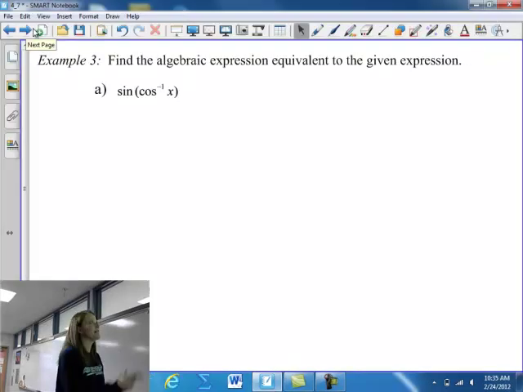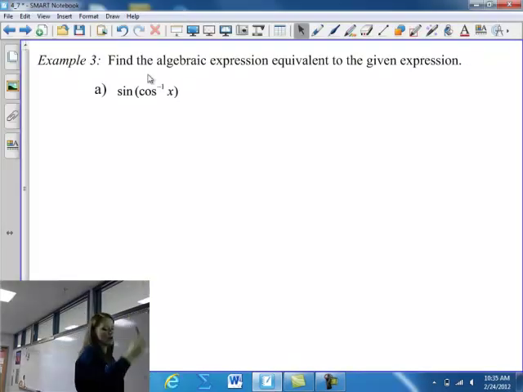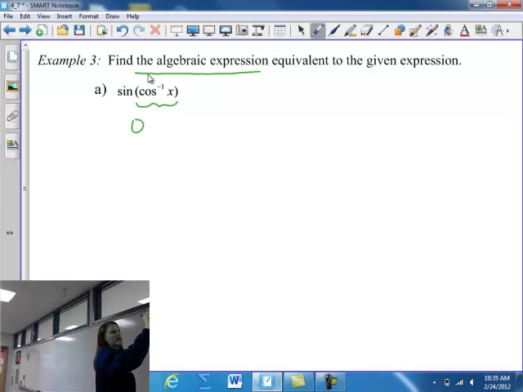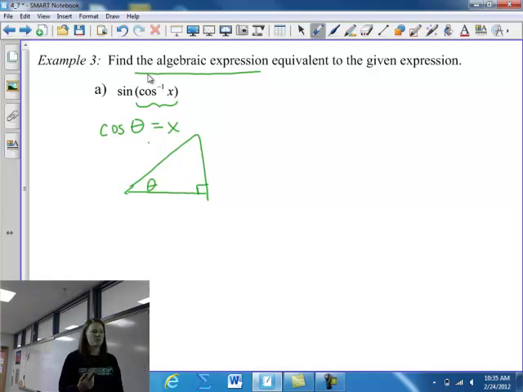Okay, so let's take a look. We need an algebraic expression, and all of the trig stuff is going to go away. If we start from the outside in, because this is a composition again, I need something for this cosine inverse of x. What does that mean? That means I have some angle that when I take the cosine of that angle, I just get x. So let's draw a little picture here. I'm just going to make a right triangle, and I'm going to assign my angle to be in this corner. It doesn't matter. Just pick one.